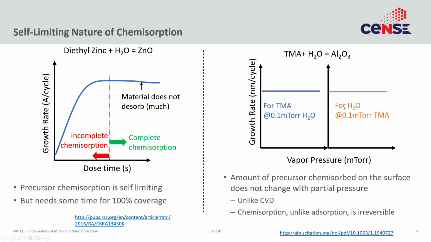You can do the opposite, where you maintain 0.1 millitorr of TMA, but then you change the partial pressure of water, and once again you don't see any change. So very much unlike CVD, and this is an important point, the partial pressure of precursors doesn't matter, only its temperature does. And that simplifies things considerably, because in CVD we went through so much pain to maintain nearly uniform flow, roughly the same partial pressure. There are very complicated shower heads, there are very complicated pressure control systems. ALD tends to be a lot simpler because pressure control is not that big a deal.